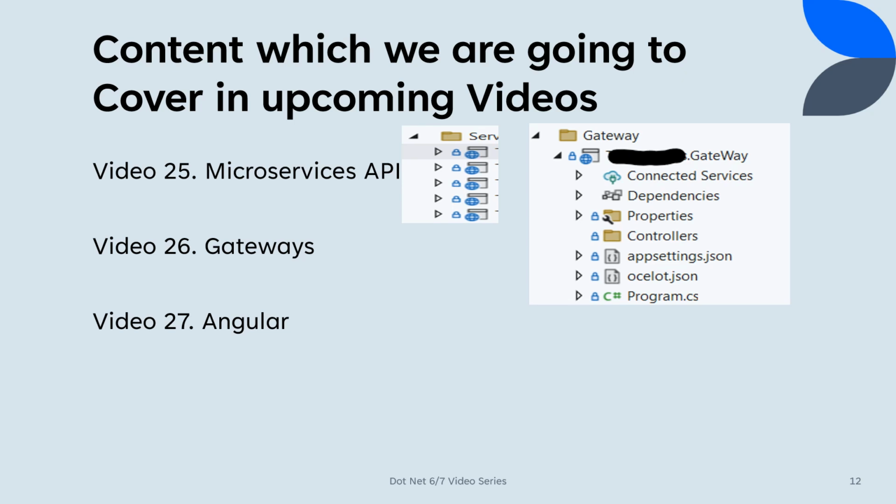In video number 26 we are going to have a gateway. The gateway is just one layer before the microservices. If we do not want to expose the actual address of our microservice, then we put a gateway in front of it, and that gateway will be used to call our microservices. So by using Ocelot we will have one example of a gateway. And last, we have video number 27, which deals with Angular.